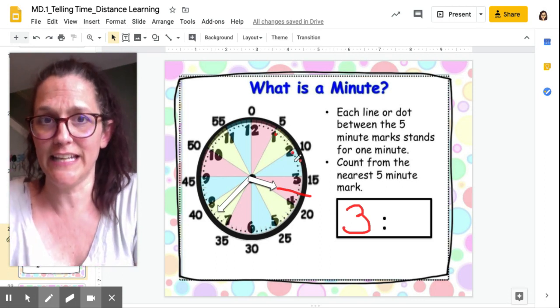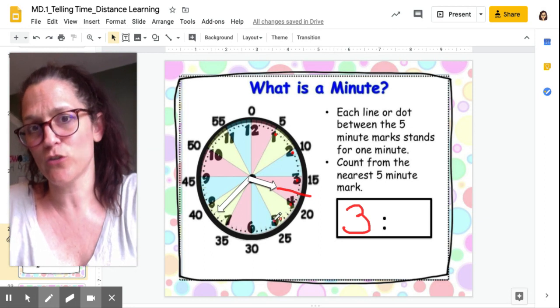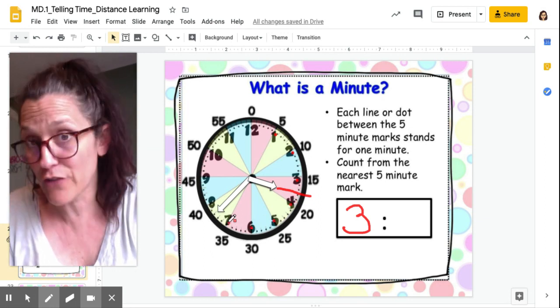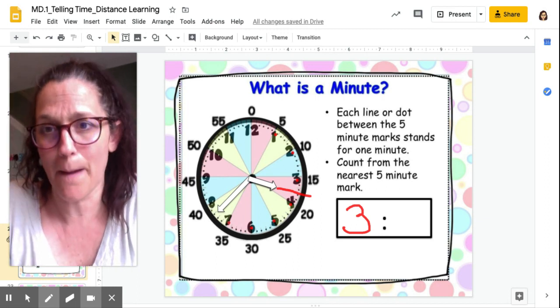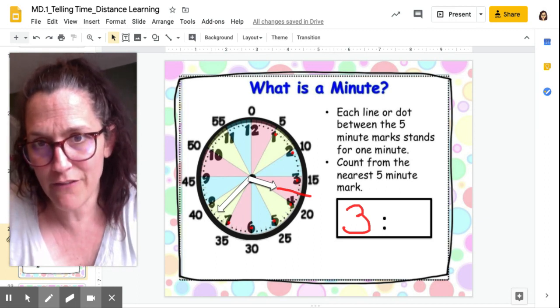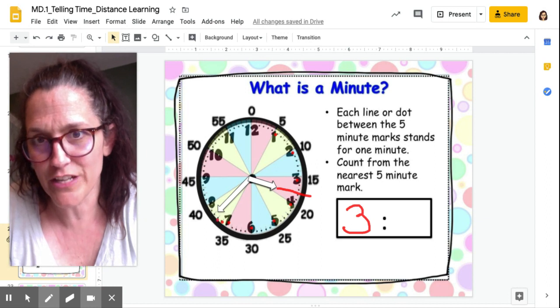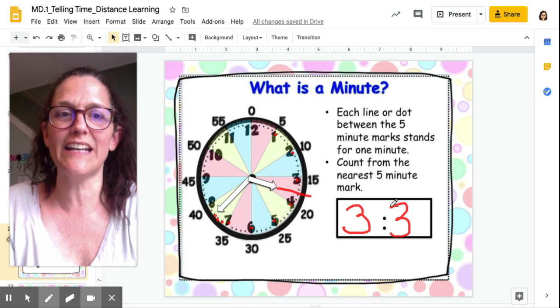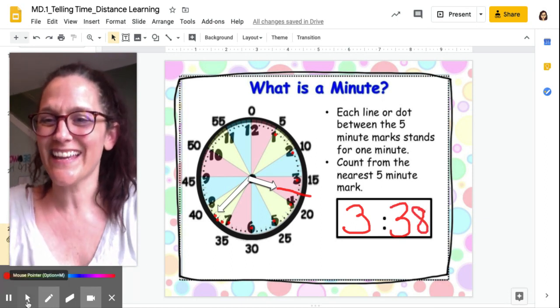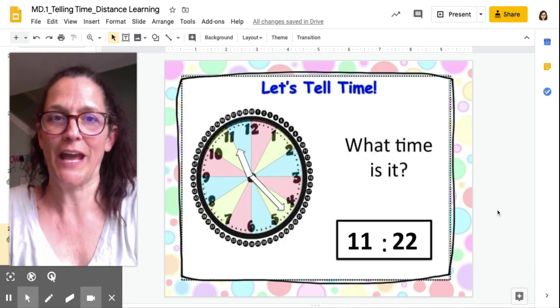5, 10, 15, 20, 25, 30, 35. I can't go to the next one, so now I'll start counting by 1s. 35, 36, 37, 38. This clock tells us that it is 3:38.